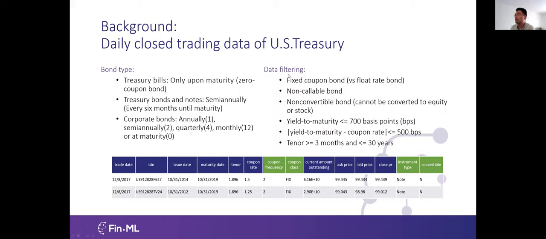So first, we choose what kind of data we need for the pricing problem. So we have three conditions to filter the bond data. So we choose only fixed coupon payment. So we also keep non-callable bonds because there are some bonds embedded with call options that can be terminated before the maturity. And also we keep only non-convertible bonds. Which means this bond cannot be converted to some equity or stocks. And the last condition is related to the liquidity and the pricing problem. The tenor we choose is greater than 3 months, because if the tenor is less than 3 months, those bonds will have a liquidity problem, and because they are highly traded, the pricing also will be biased.